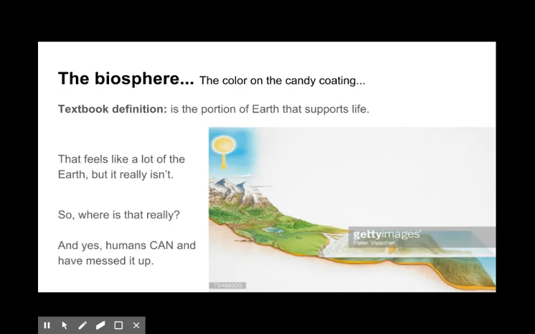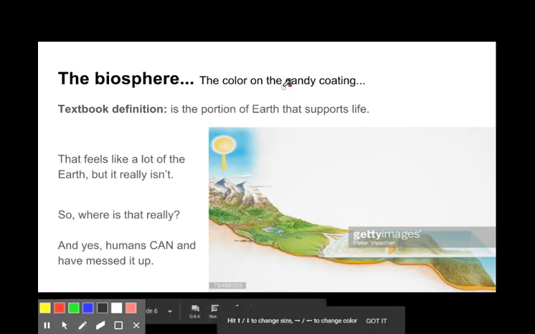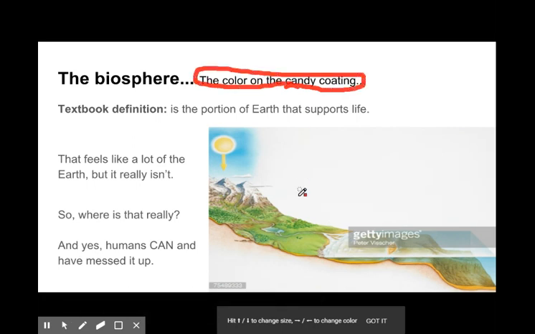And to put that into perspective, it's kind of like the candy coating on an M&M. When you think about that, the whole M&M is pretty big, but the candy coating disappears really fast. Just holding the candy coating can get it to rub off in your hands. The biosphere is just as fragile as that candy coating. Not even the candy coating, the color on the candy coating. That's the thinness that we're talking about here. Let me highlight that. Color on the candy coating.